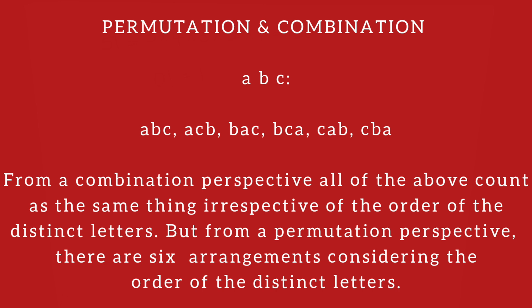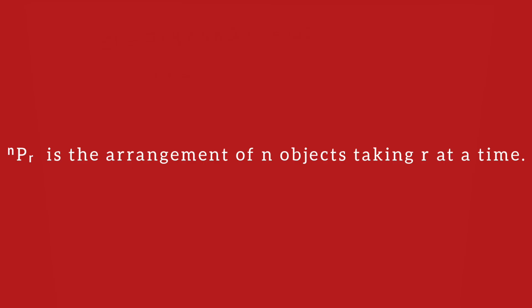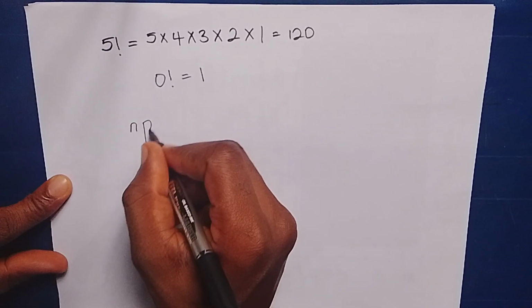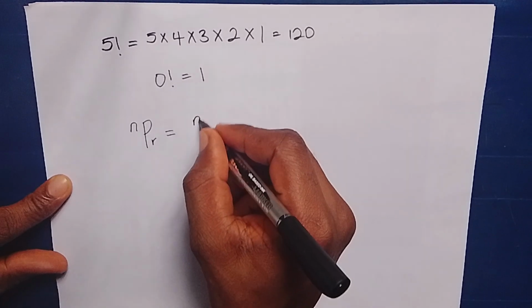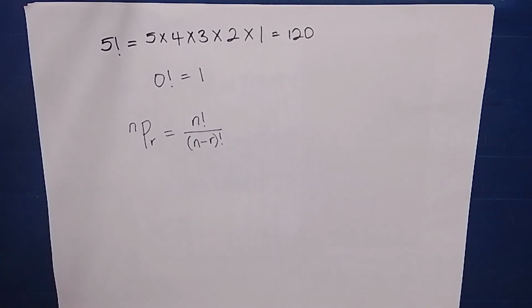In arrangement or permutation, the order in which items are listed is relevant, but in a combination, the order is irrelevant. So whilst ABC and CBA form distinct arrangements, they both form the same combination if we are not concerned with order. Now let's move to the mathematical representation of permutation. nPr is the arrangement of n objects taking r at a time. And the formula for this is nPr equals n factorial over n minus r factorial. That's the formula for permutation.